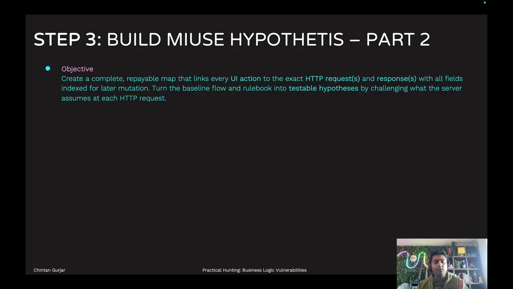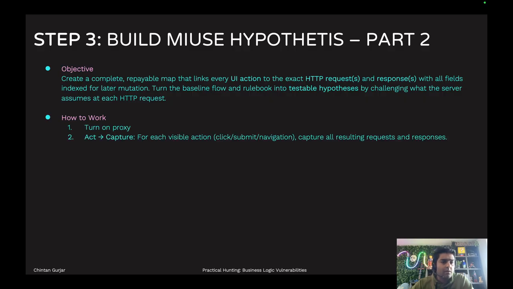Now, why is step three important? If you look at the normal HTTP request for the normal workflow, who knows, there may be more hidden parameters which are not presented in the GUI. Once you know the hidden parameters, you can define more test cases or more hypotheses. So how is it going to work? Turn on the proxy and capture each and every visible action, whether you click submit, navigation, input text, drop-down selection, drag and drop, file upload, anything. Capture everything into Burp Suite. Extract the record: method, path, query, body, headers, cookie, state, timing, and everything.